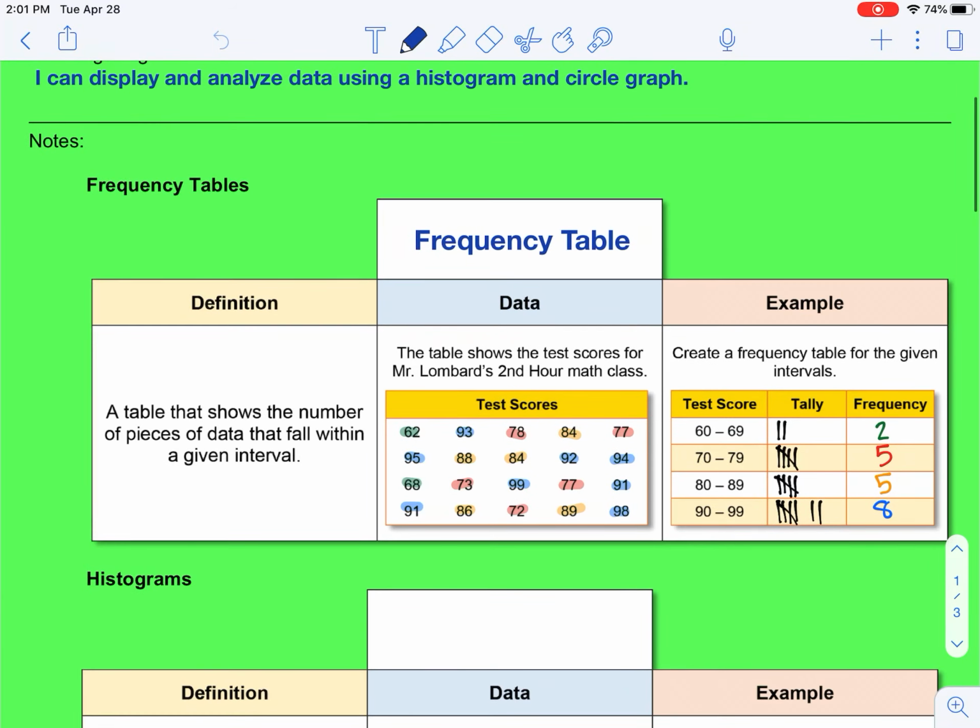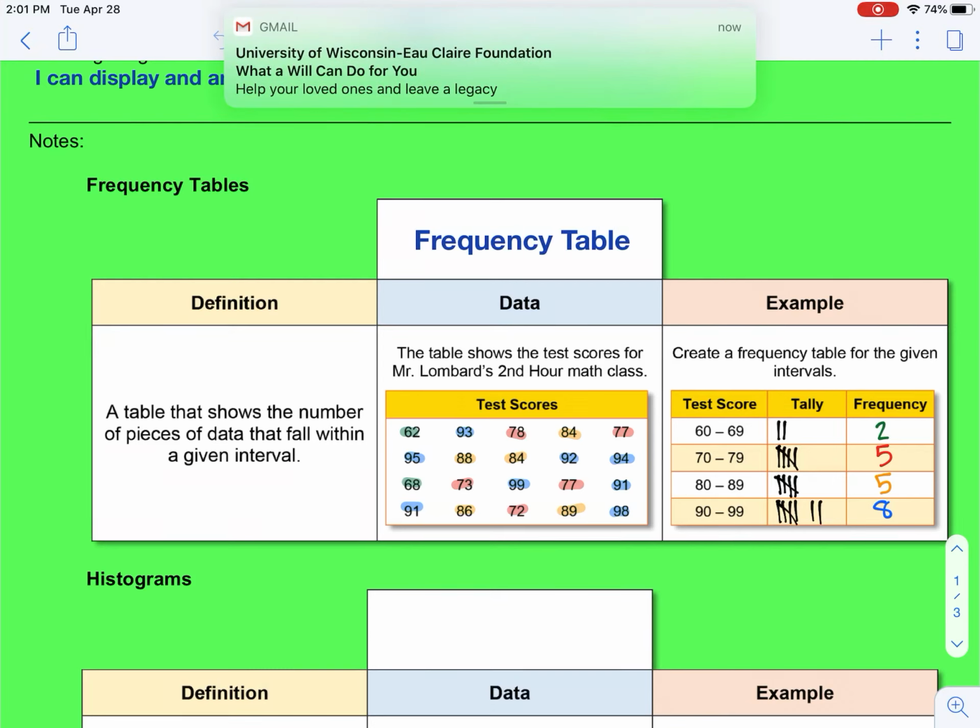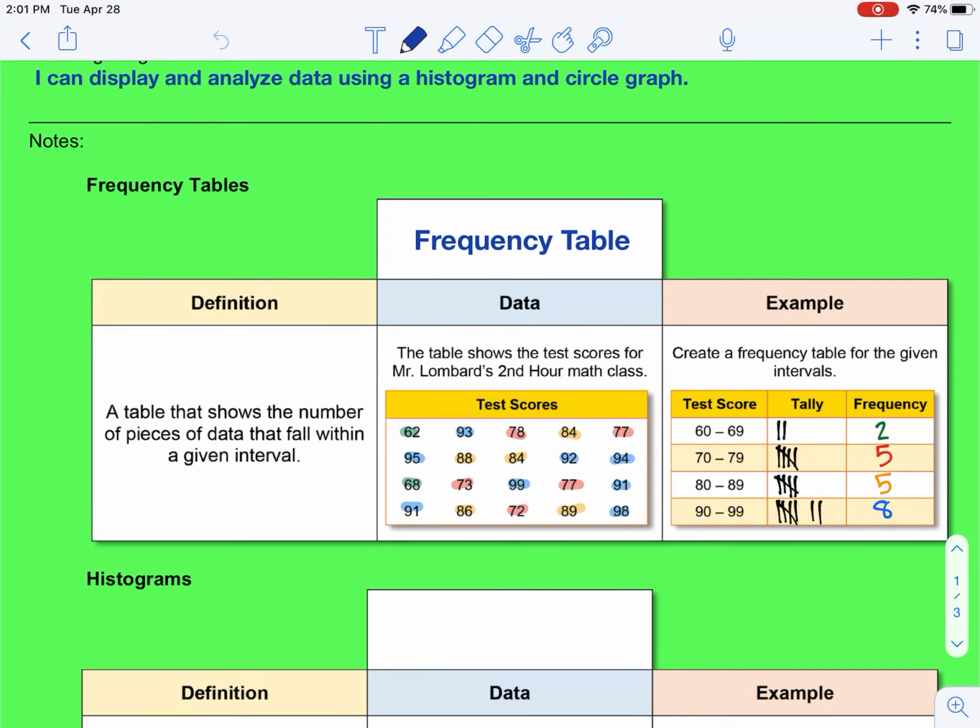So a frequency table is very, very simple. A frequency table is very similar to a line plot, if you remember with the X's. A definition of a frequency table is a table that shows the number of pieces of data that fall within a given interval. Now, the difference between a line plot and a frequency table is a frequency table has intervals. Intervals is a range of numbers.